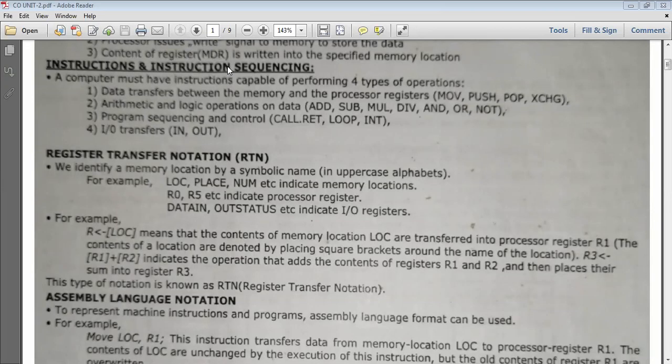In the previous class, we discussed the historical development of a computer: first generation, second generation, third generation, fourth generation. In the first generation, vacuum tubes are used to design a computer. In the second generation, transistors are used. In the third generation, ICs, that is integrated circuits, are used to design a computer. In the fourth generation, we are using VLSI, very large scale integrated circuits.